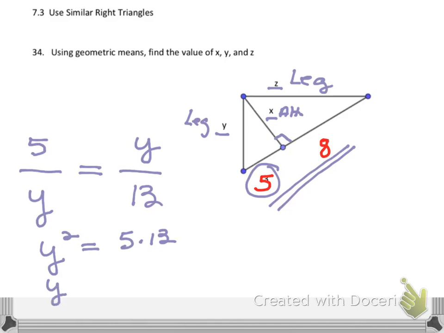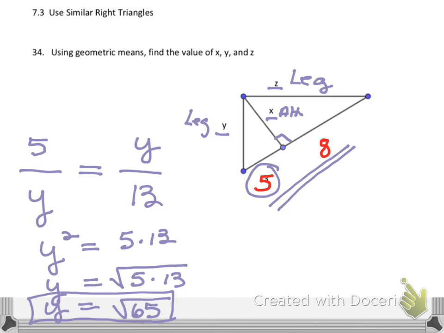I don't want y squared, I want y, so I'm taking the square root of each side. Look at what I'm finding for y. Both 5 and 13 are prime numbers, so I cannot reduce those any further. There are no other components of 5 that I can break it down into, and no other components of 13. So multiply those two numbers together, and you get 65. Therefore, y equals radical 65, and that is as simple as I can write my y. I cannot simplify that radical any further.